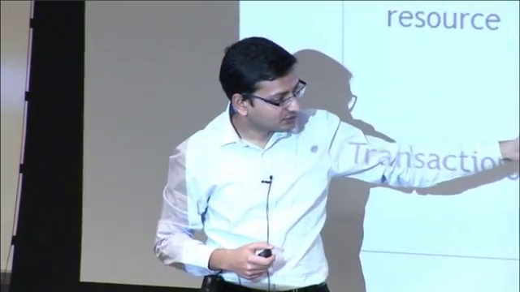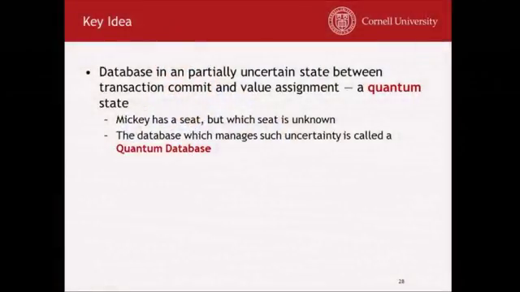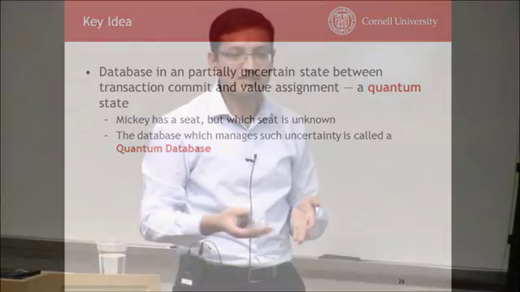And between the point at which the transaction commits and the seat assignment takes place, the database is in a partially uncertain state. And we call this state a quantum state. In this state, Mickey has a seat, but which seat is unknown.